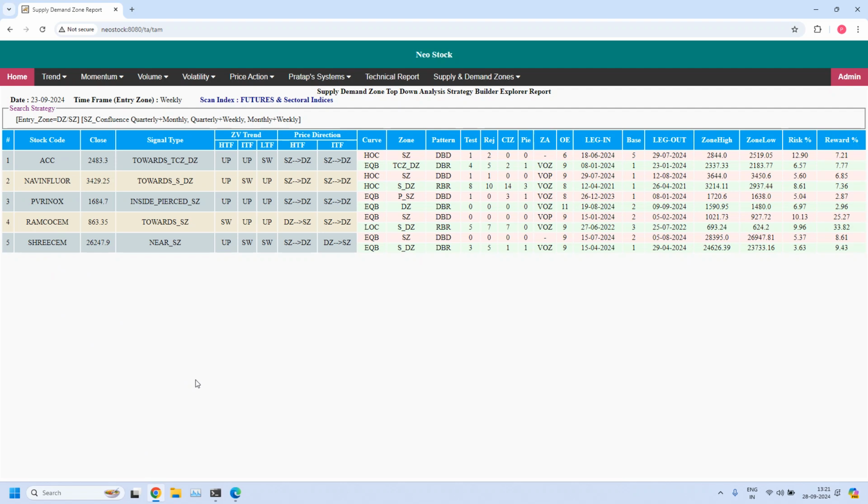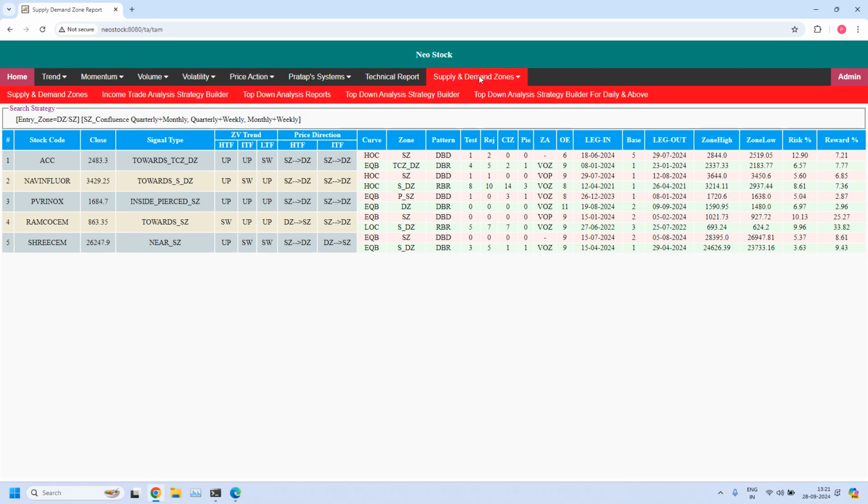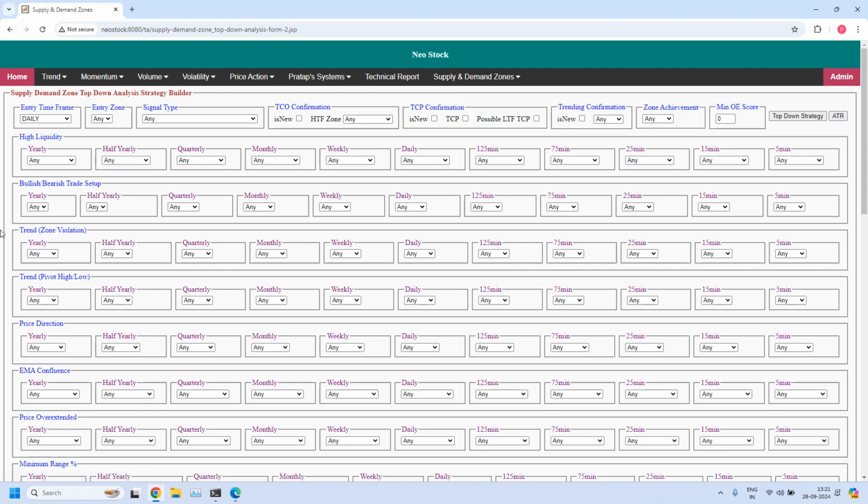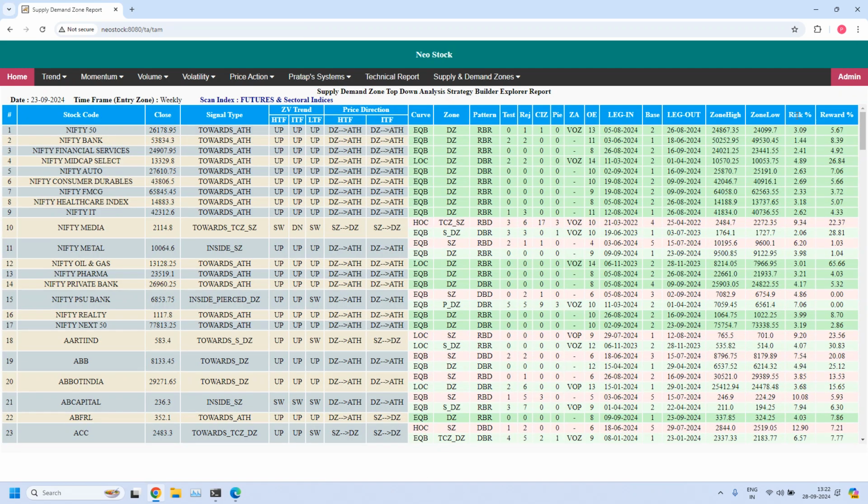Okay, we have identified zone confluence, and in the final report, what I can do, I can display all the stocks without any filters for the reference purpose. Because you might be having favorite stocks, you want to know what is the demand zone, supply zone, what is the trend, what is the price direction. You have some kind of information you want. So this report will be helpful to you. So I am selecting entry time frame weekly without adding any filters. I am displaying the complete list.